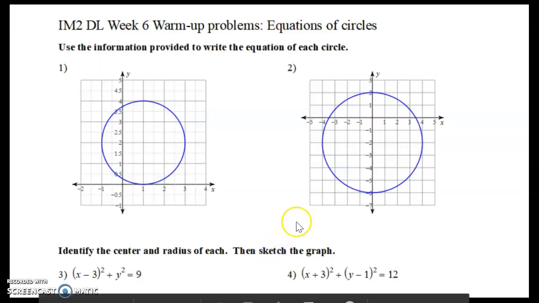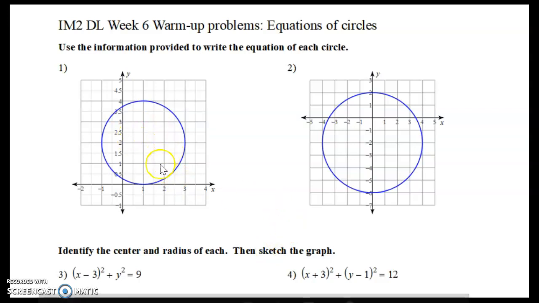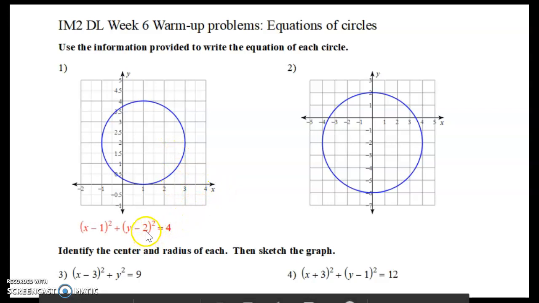Okay, let's go through the warm-up problem answers. If you look at this graph, where is the center? The center is (1, 2). So that means h is 1 and k is 2. Notice that there is a negative sign built in, and the radius is 2, so r squared is equal to 4. So (x - 1)^2 + (y - 2)^2 = 4.